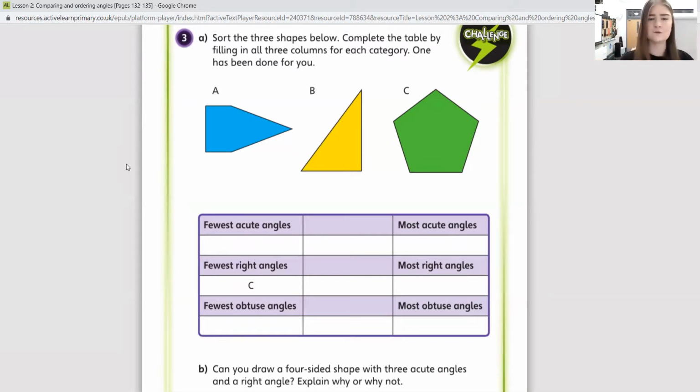Then do it with the right angles. Which one's got the fewest right angles? Which one's got the most right angles? And then do it for the obtuse angles as well. I do it a line at a time.